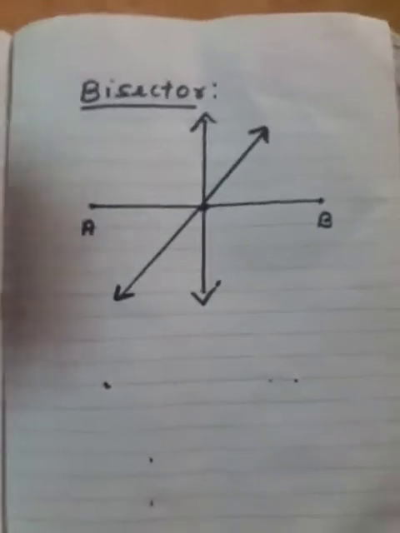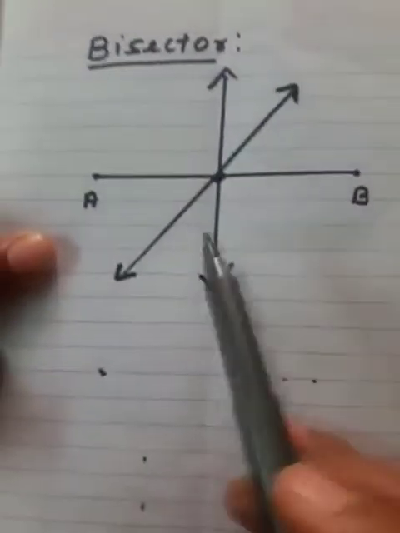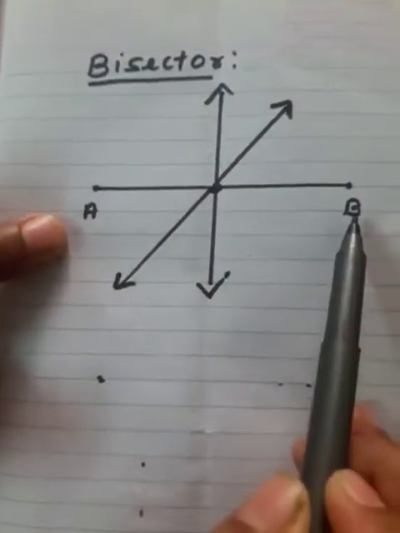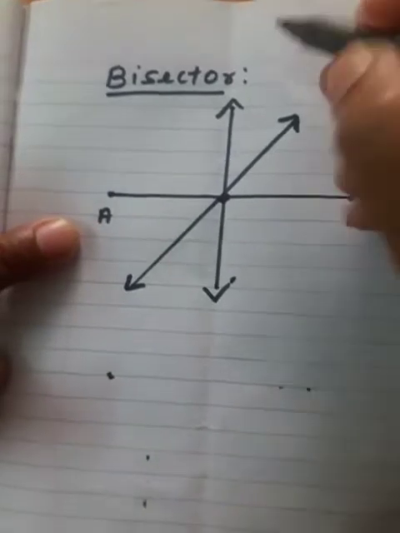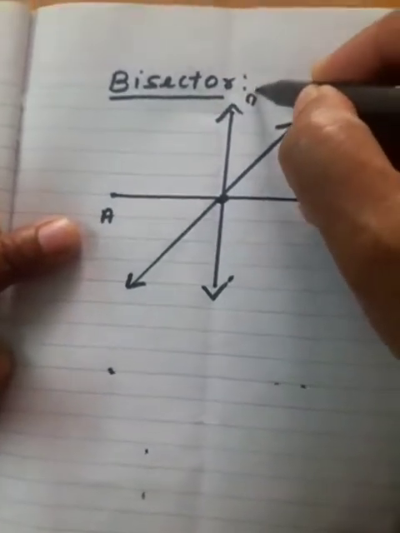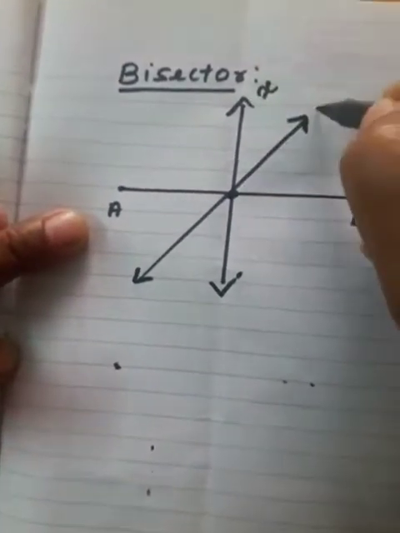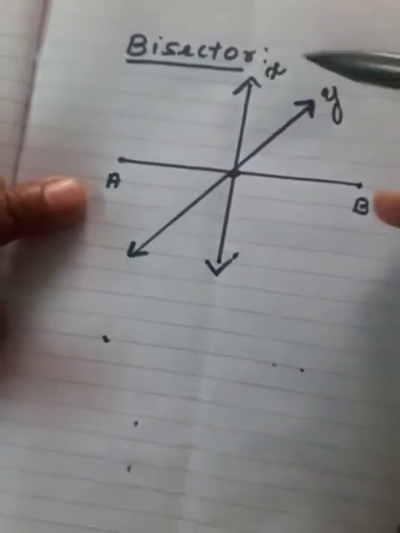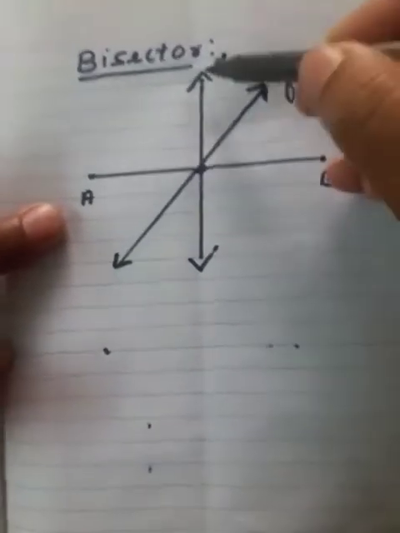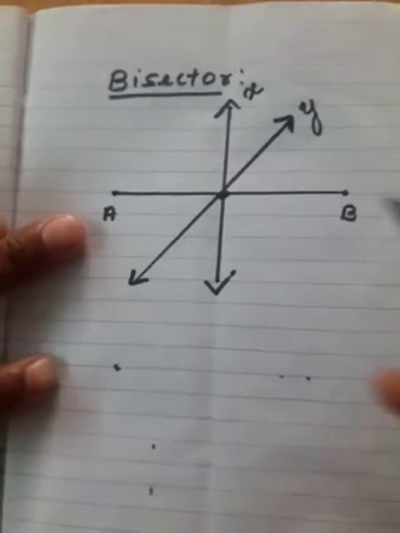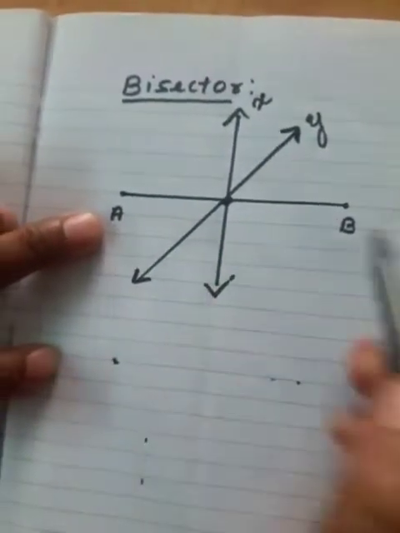Now let's see what a bisector is. So here look at this picture. So AB is a segment. Correct? Now here this is line X and this is line Y. So these two lines, line X and line Y, divide the segment into two equal parts.